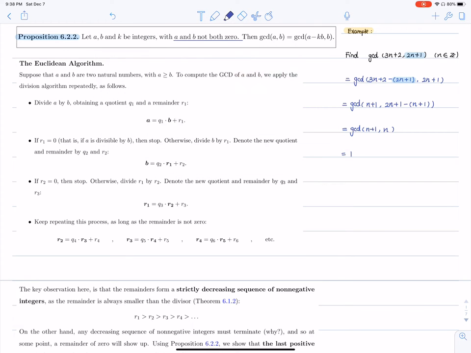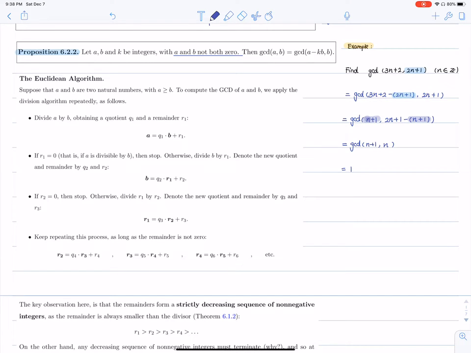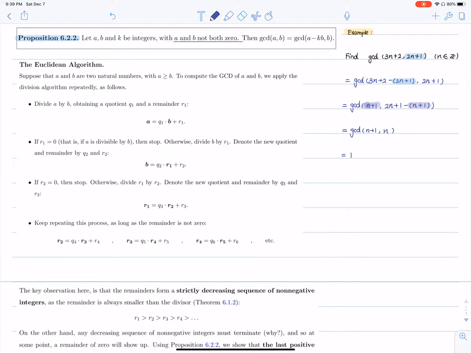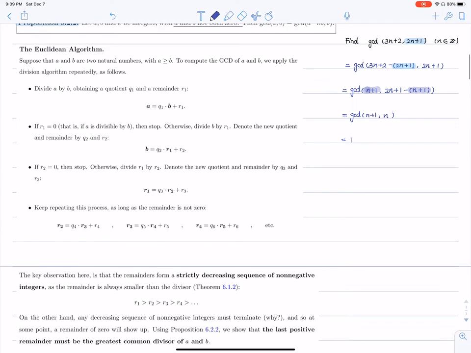So here and here, okay? Eventually we get GCD of n plus 1 and, apparently, the GCD will be 1. As you can see, it is quite useful. I would say not always useful, but sometimes it's quite useful. And it's much faster than using the Euclidean algorithm, the algorithm we're going to talk about right now.